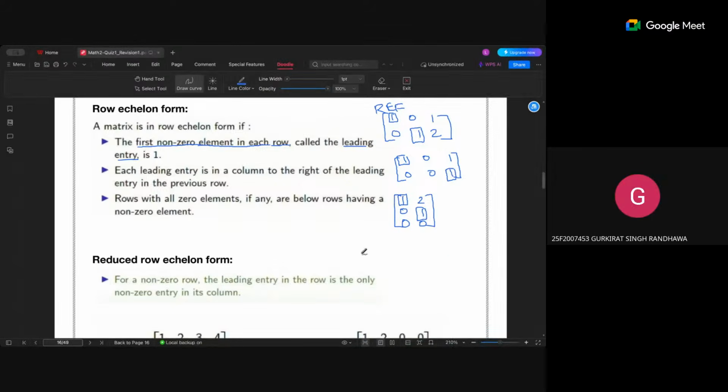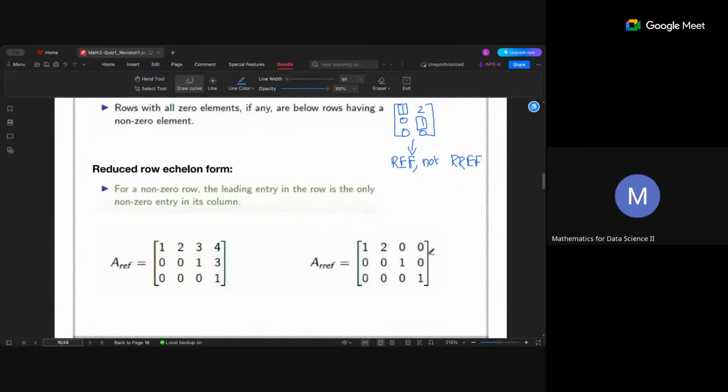Ma'am, that 2 should be removed. Yeah. So only if the 2 is 0 can we say it is in row echelon form. So this is in REF, but not RREF, because this column contains a leading entry, but this entry is non-zero. The leading entry in the row should be the only non-zero entry in its column. For example, here you see, this is a leading entry, which is the only non-zero entry. This is a condition for reduced row echelon form, no?